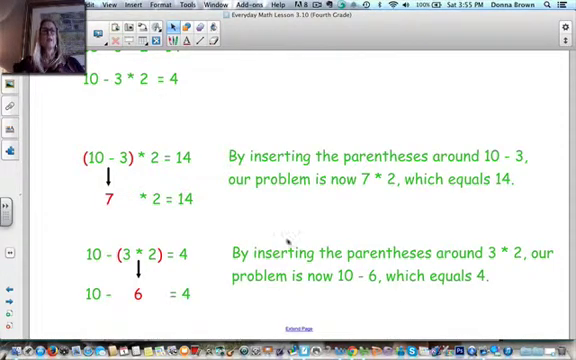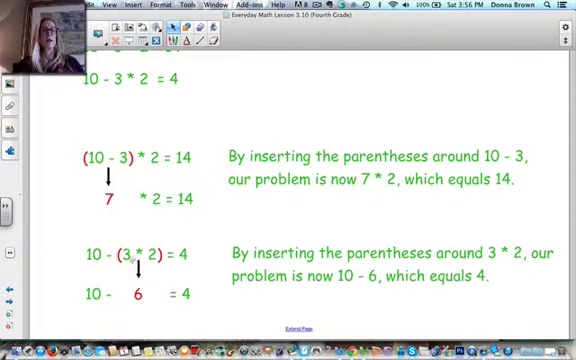All right, and so once again, I'm going to walk you through these steps, and hopefully this is what you got as well. Starting with the first one, if we put the parentheses around 10 and 3, and then we solve for what's inside there. So 10 minus 3 equals 7. So I'm just going to rewrite it down below. So instead of saying 10 minus 3 times 2 equals 14, now I'm looking at 7 times 2 equals 14. So by inserting the parentheses around 10 minus 3, our problem is 7 times 2, which equals 14.